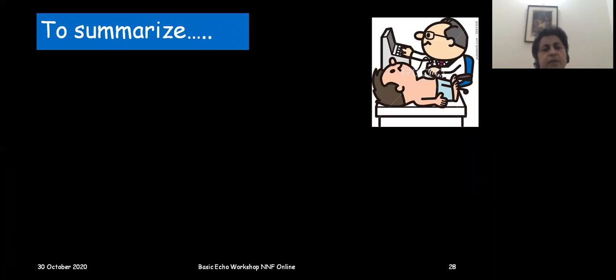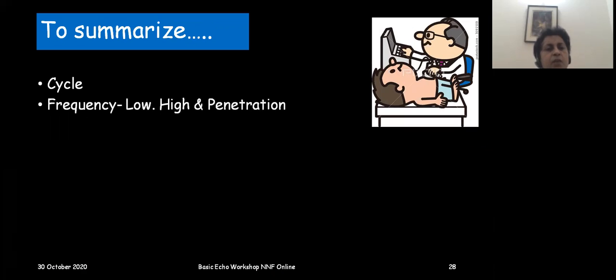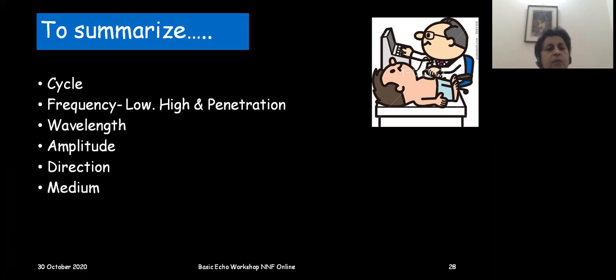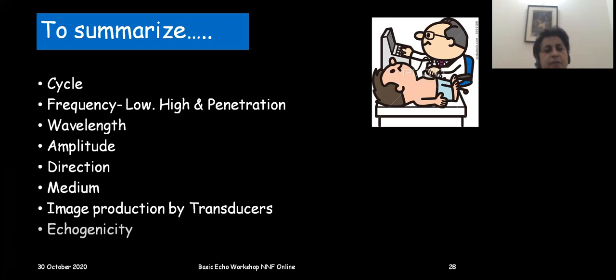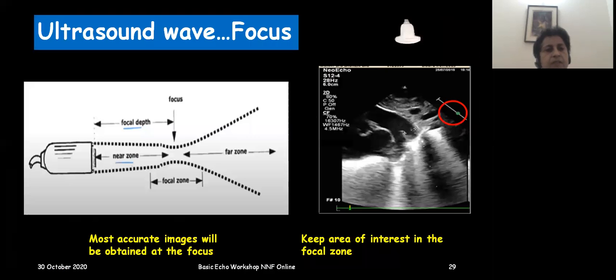So to summarize, what I've done so far is I've spoken about what is the cycle in an ultrasound, what is the frequency and what is its importance. It could be low and high frequencies and its connection to penetration. What is the wavelength of a cycle? What is the amplitude? What is the direction of any waveform? What is the medium? It has to travel through a medium. How images are produced by transducers, and what is echogenicity. But there is some more that we need to cover.